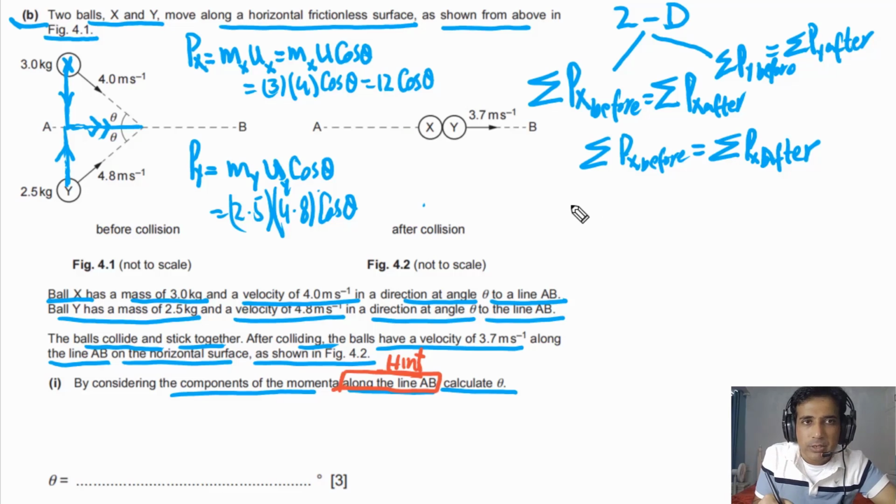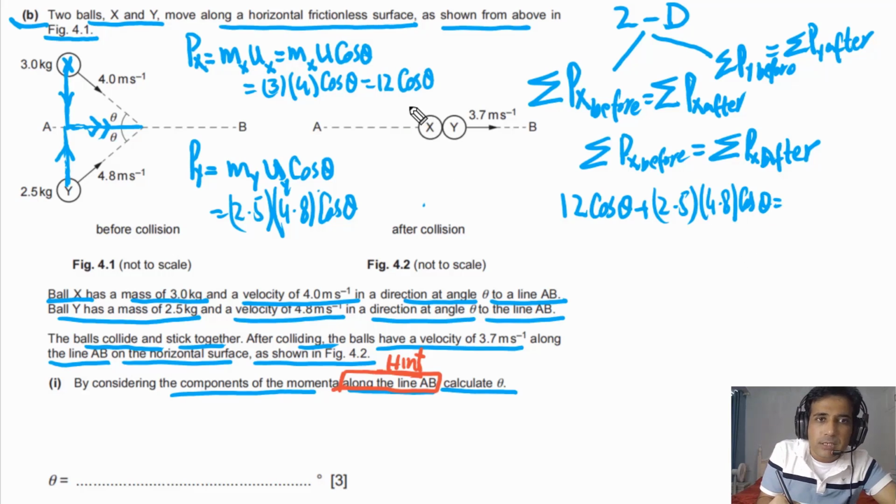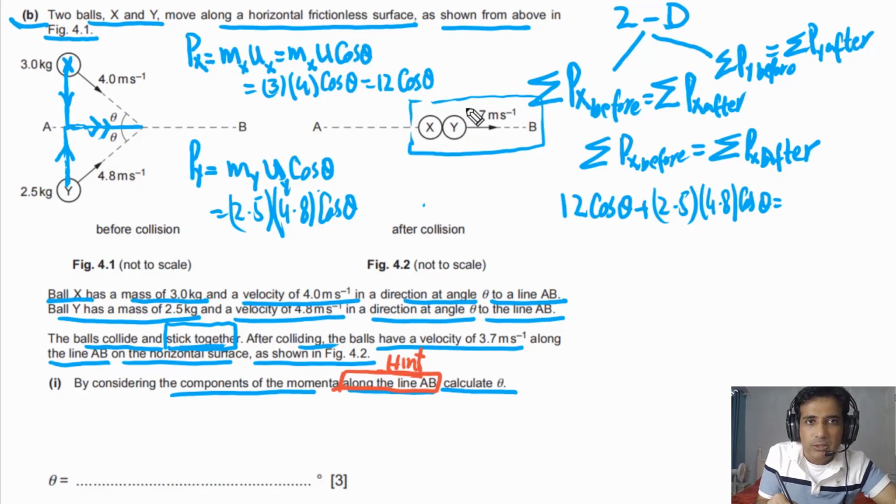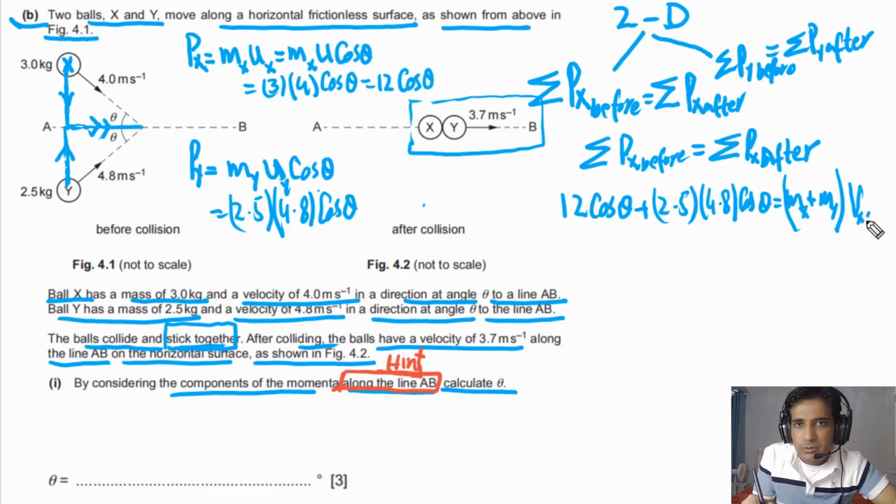So simply we can write down here now. We have 12 cosine of theta plus 2.5 times 4.8 cosine of theta, and this is equal to, after collision, the momentum only along AB. So these two balls stick together. It is given to us in the question that these two balls stick together. So we have to take the mass of these two balls. So simply we will say in this case this will be mass of x plus mass of y times the speed after collision. So this is vxy.